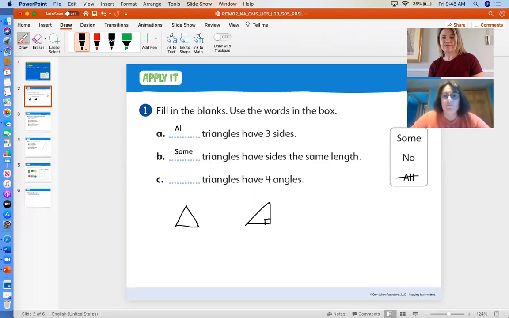All right, so we have used all and some. Our only one left is no. We're just going to check our work to make sure that fits. Blank triangles have 4 angles. Do any triangles have 4 angles? No. No triangles have 4 angles. And we used all 3 words.